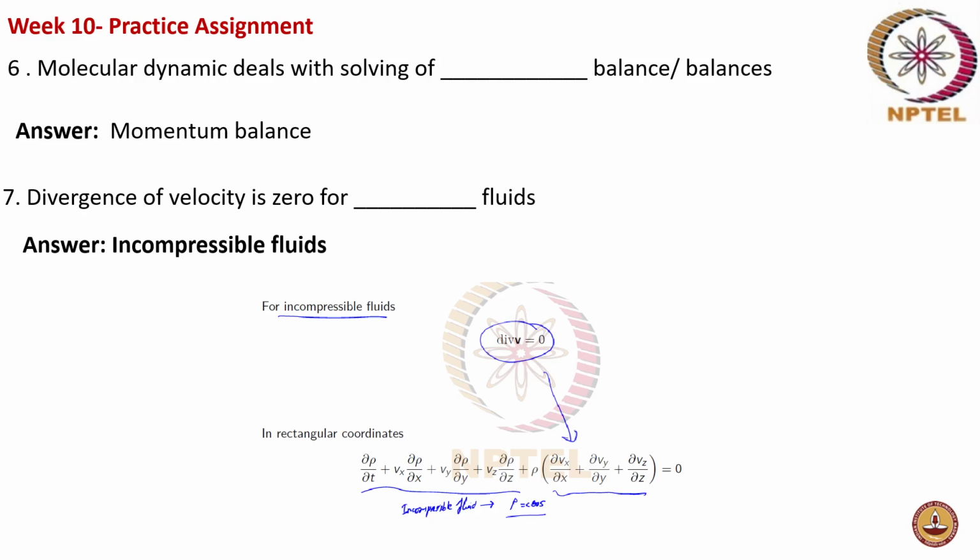∂ρ/∂t + Vx ∂ρ/∂x + Vy ∂ρ/∂y + Vz ∂ρ/∂z + ρ(∂Vx/∂x + ∂Vy/∂y + ∂Vz/∂z) = 0. This term is the unsteady term, that is variation of density with respect to time, and this is variation of density with respect to space. Since density is constant, this entire term goes to 0. That means divergence of velocity is equal to 0 for incompressible fluids.